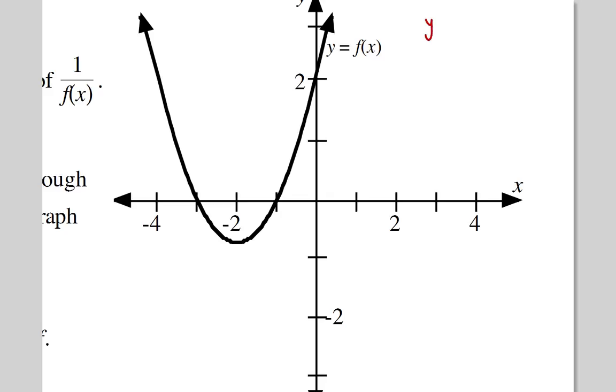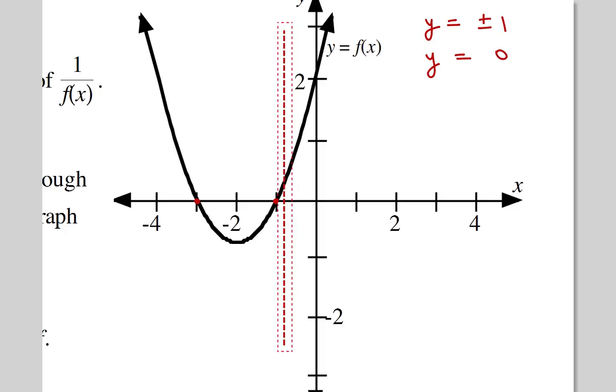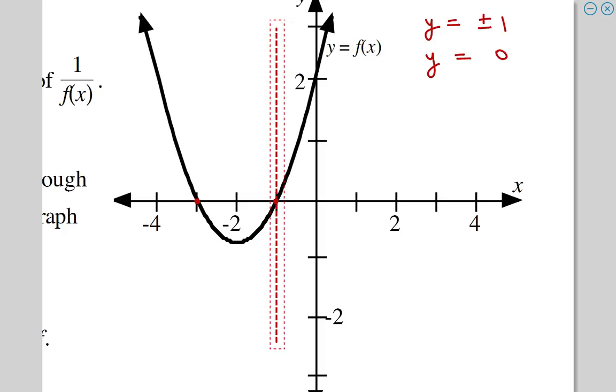So again, where is the original function plus or minus 1? And where is the original function 0? We'll start off with zeros. Those are easy to find. Okay, negative 1 and negative 3. And at those spots, we can draw in your vertical asymptotes.